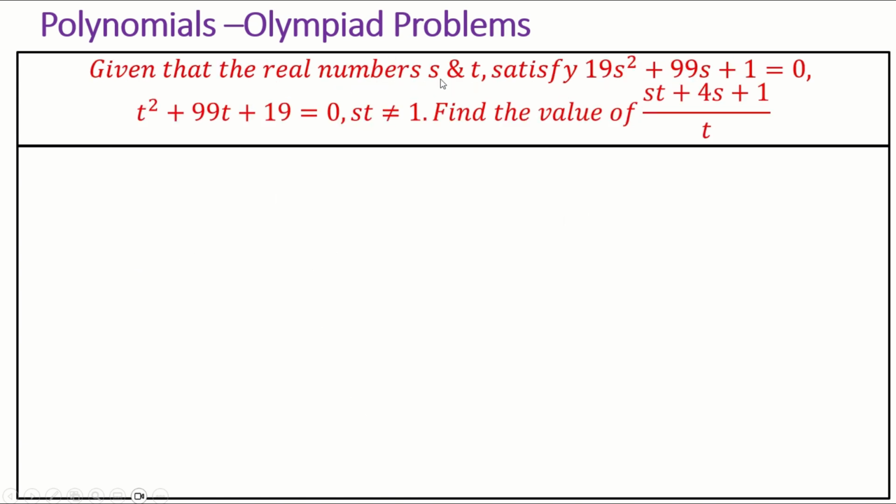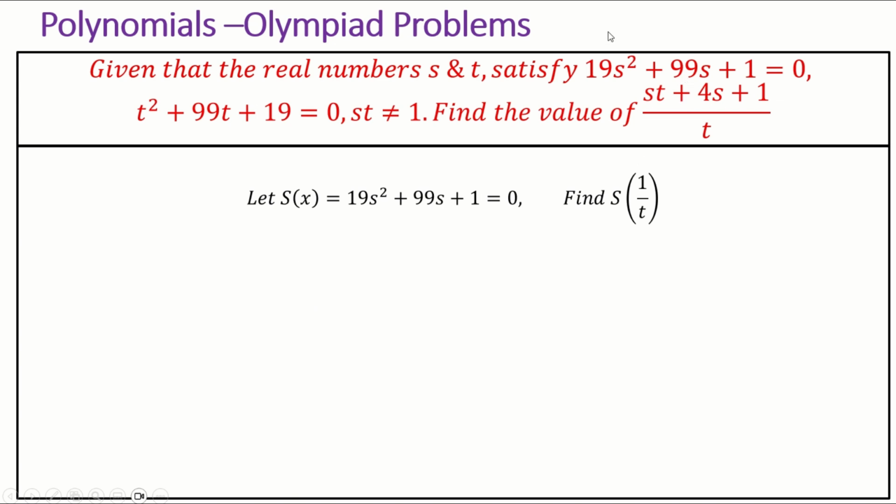Now, given that real numbers s and t satisfy 19s square plus 99s plus 1 equal to 0, t square plus 99t plus 19 equal to 0, and st is not equal to 1. Find the value of st plus 4s plus 1 by t. Okay. So, yeah, let's do.